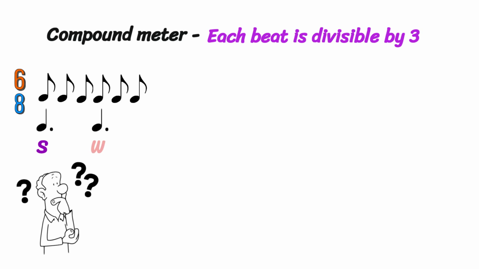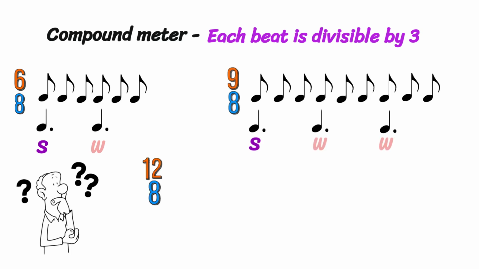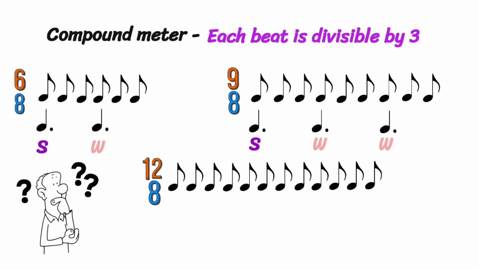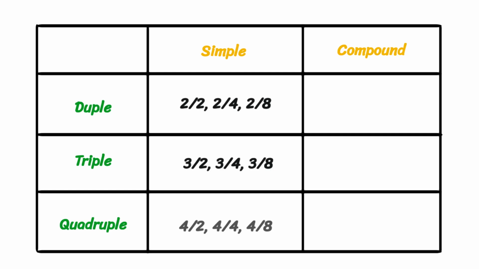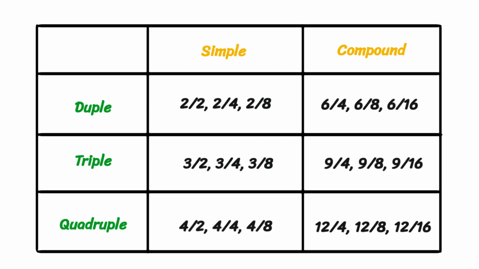In 9/8, there are 3 beats per measure, each a dotted quarter note. In 12/8, there are 4 beats per measure, each a dotted quarter note. Here is a table summarizing the different types of meters and examples. Pause the video here to study the meters. We can say 2/4 is a simple duple meter and 9/8 is a compound triple meter.